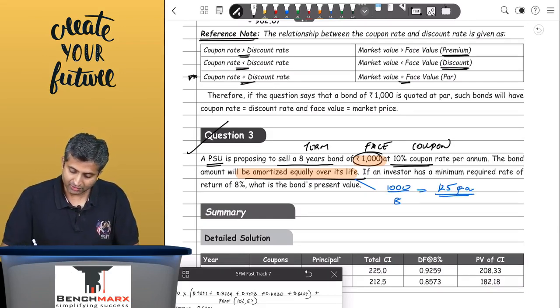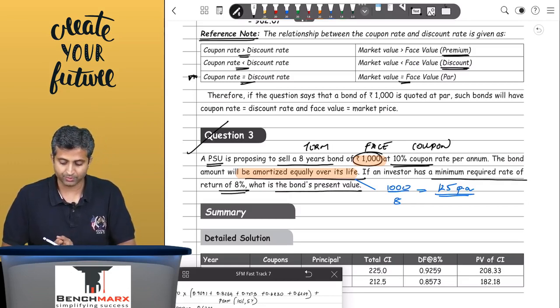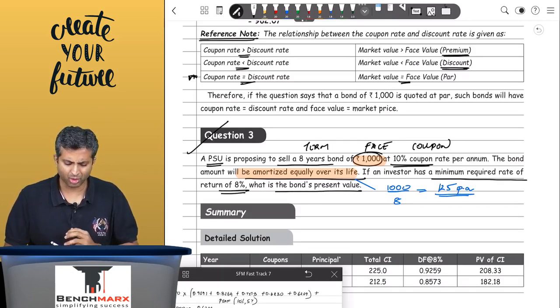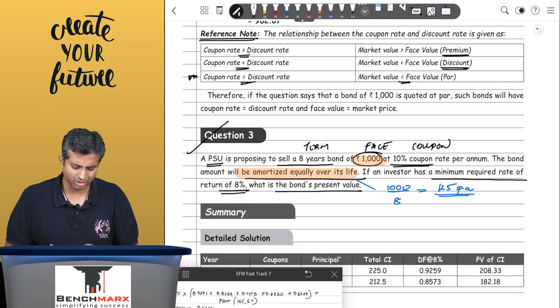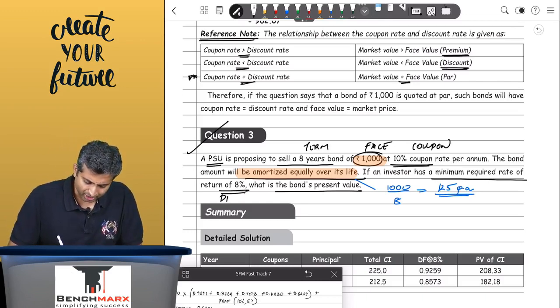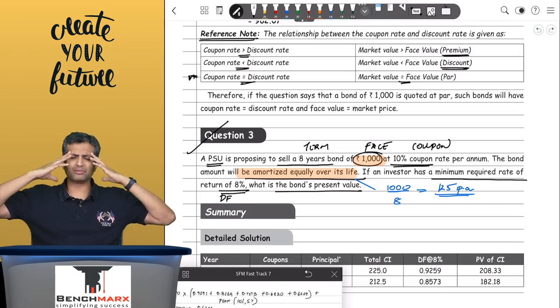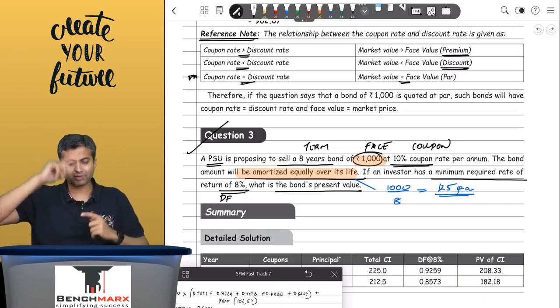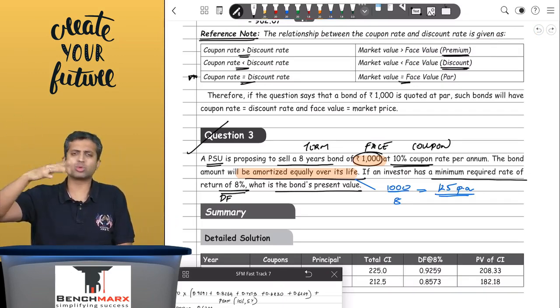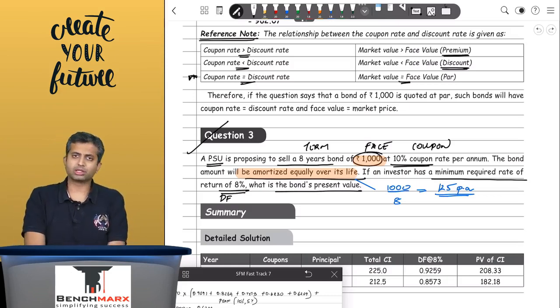If an investor has a minimum required rate of return of 8%, what is the bond's present value? What is written over here? What is a discount factor? Discount factor is, for example, 8%. So what I want you to do is, for a second, pause over here and ask yourself, will this bond have a final answer of greater than 1000, less than 1000, or can't say? Develop your thinking process.